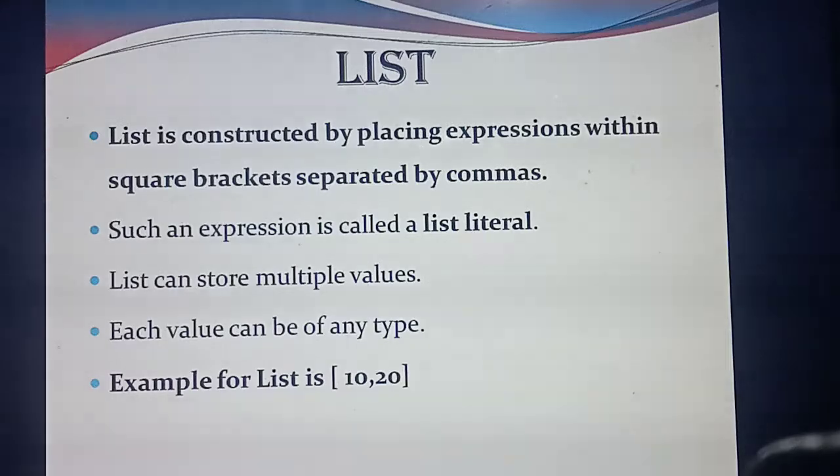If they ask the definition of list for 2 mark or 3 mark questions, you need to write these points fully. First is the definition: a list is constructed by placing expressions, and those expressions need to be placed inside square brackets, and each element is separated by commas. The expression we call a list literal. Also inside the list you can store multiple values, and each value can be of any data type. Then you need to write an example. Understood the definition of list?